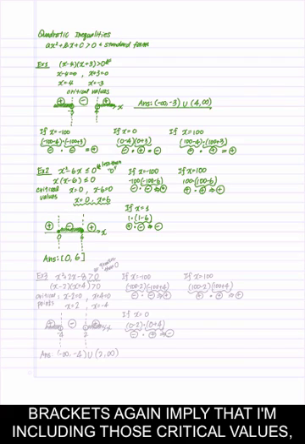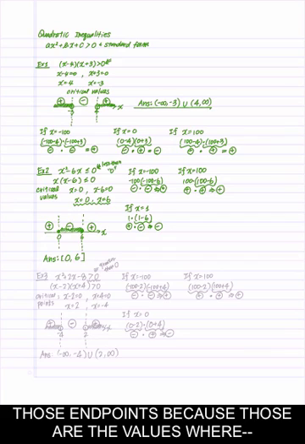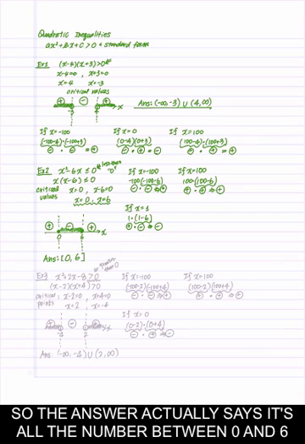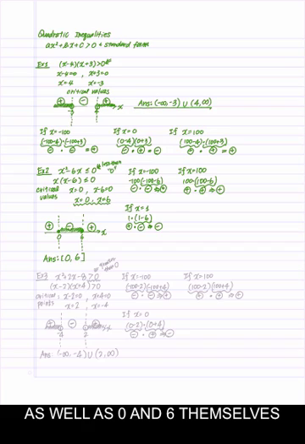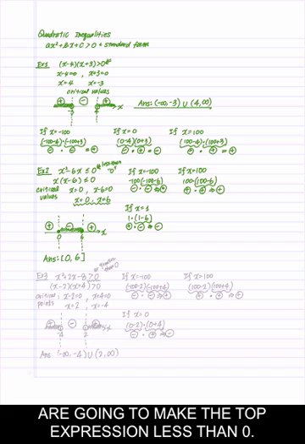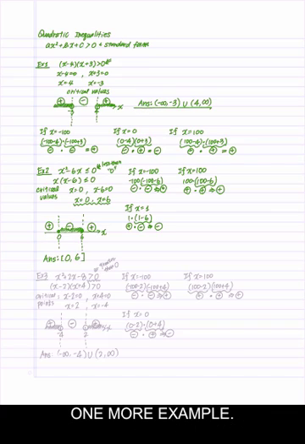The brackets again imply that I am including those critical values, those endpoints, because those are the values that make it 0. So the answer actually says it's all the numbers between 0 and 6, as well as 0 and 6 themselves, are going to make the top expression less than 0. One more example.